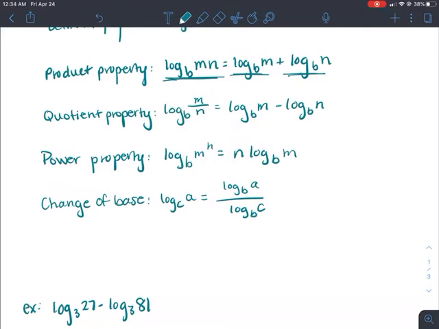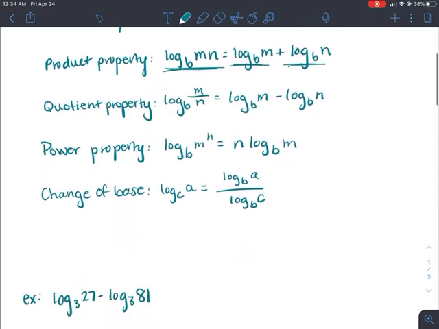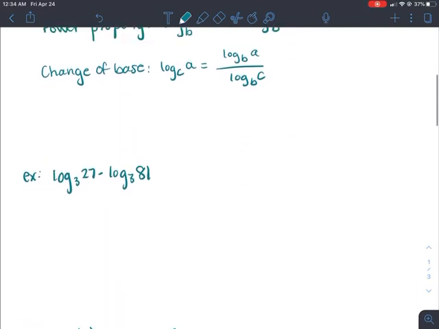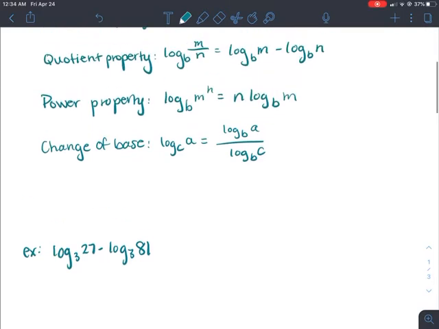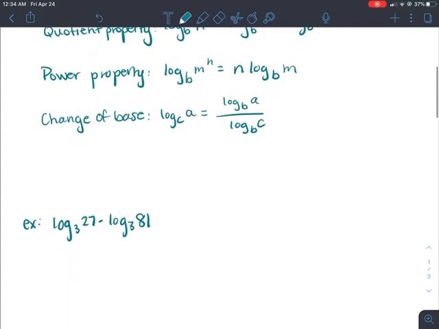I know that just sounds like a bunch of garbled numbers and letters right now, so we're going to use some examples to show you these properties in action. The first example asks us to solve log base 3 of 27 minus log base 3 of 81. I go back up here and look at which property this looks like, and I see that it looks like the quotient property.